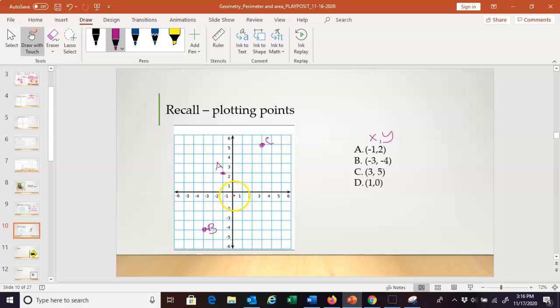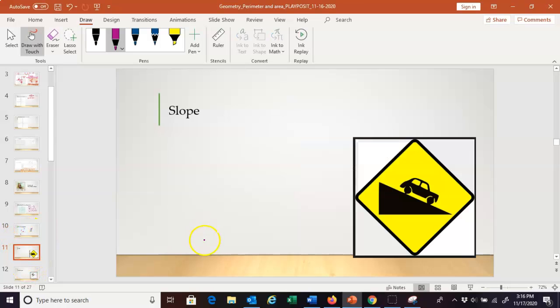If you need any help with this, let me know. D is (1, 0). It reminds me of Battleship. Did you guys ever play Battleship, that game?